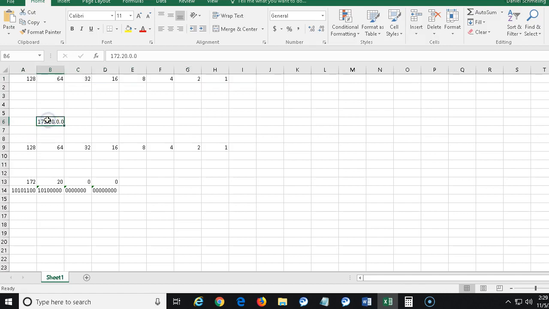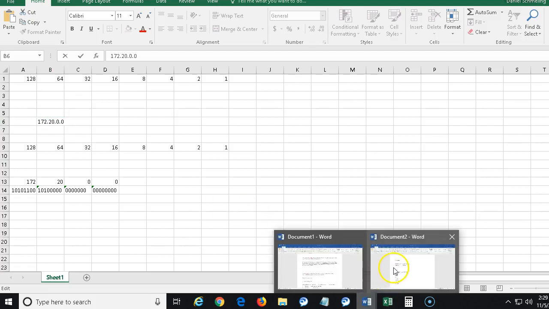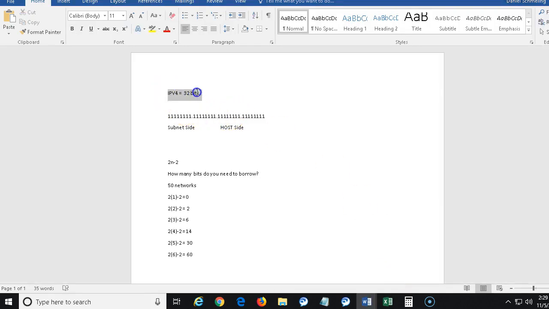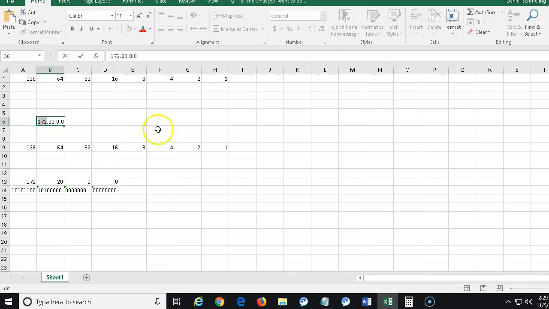So we take the first 8 bits right here. That's an 8-bit, right? Because if you recall, your IPv4 address is a 32-bit IP address. You have the subnet side here for a Class B network, and then you have the host side for a Class B network. So here we're going to write out our IP address in binary form.